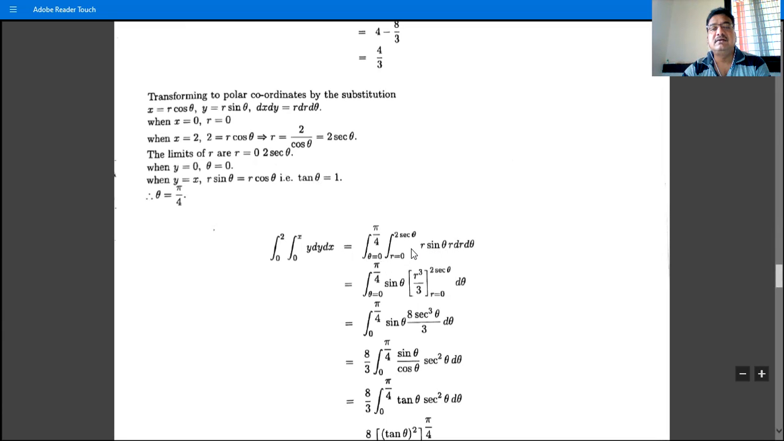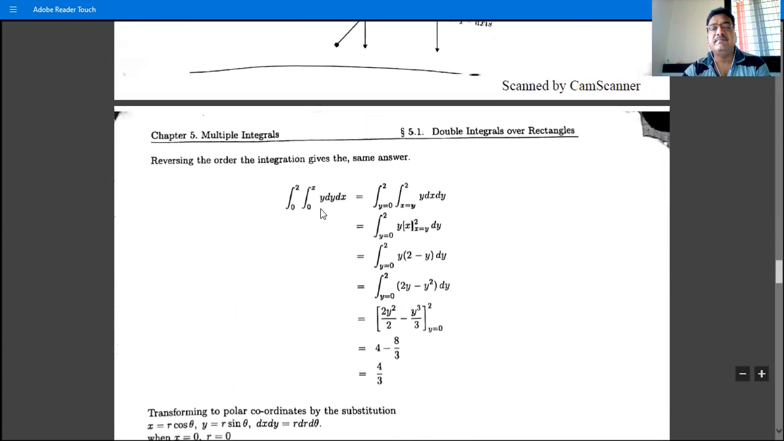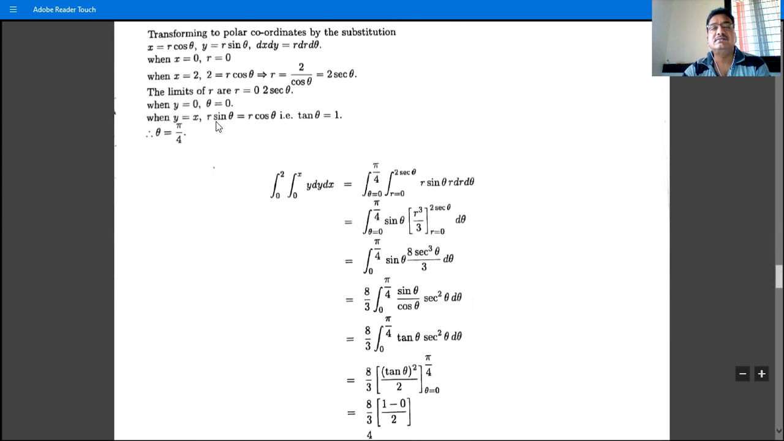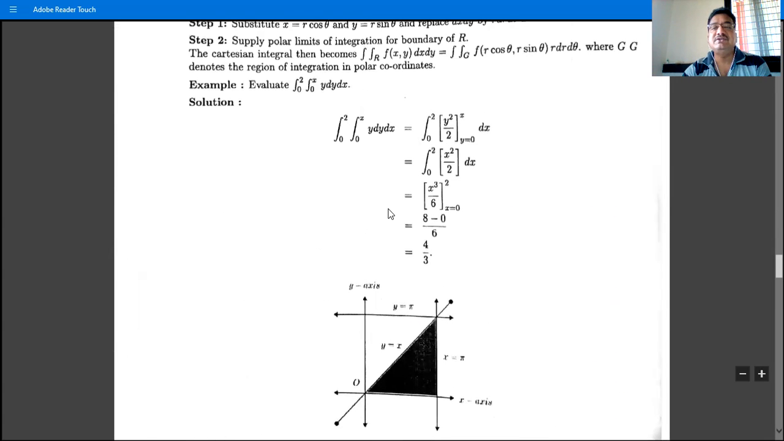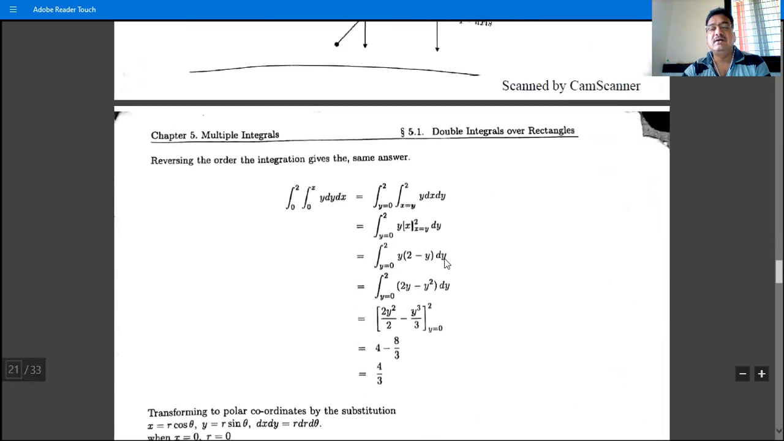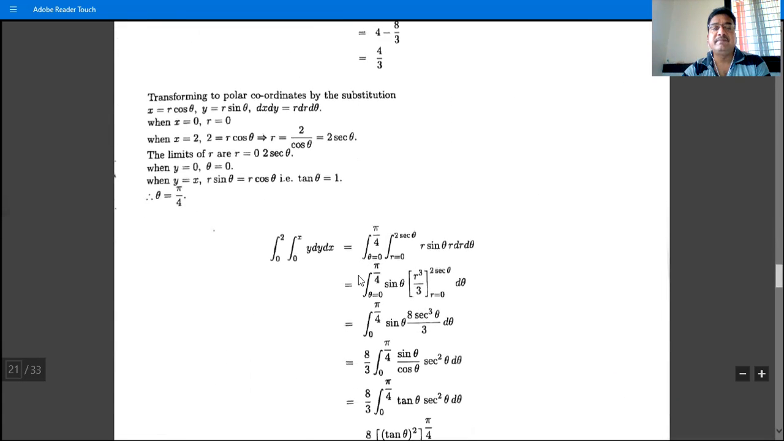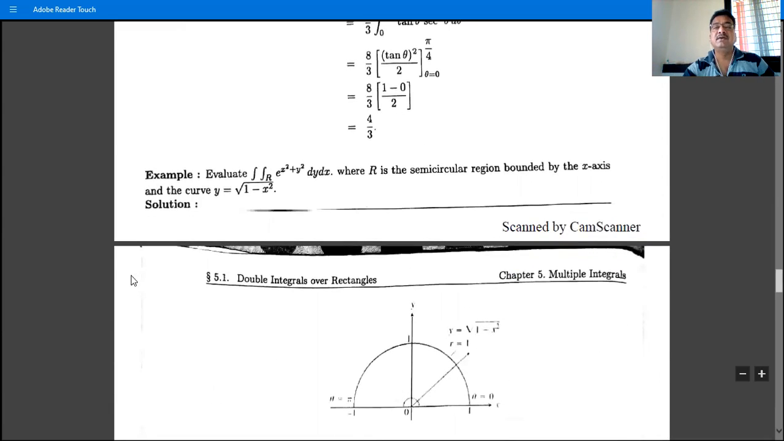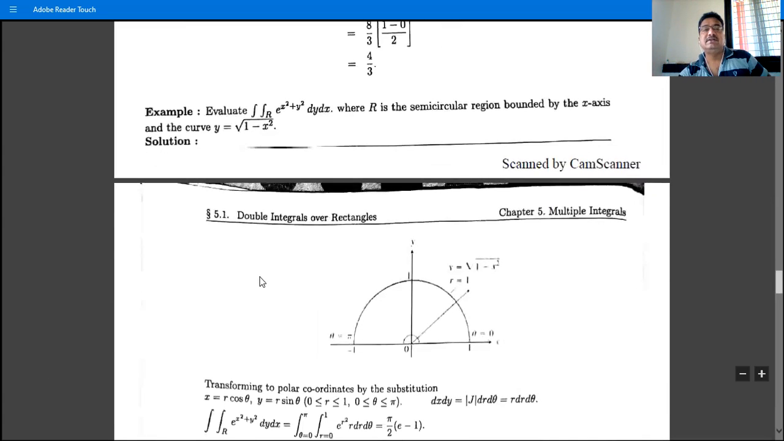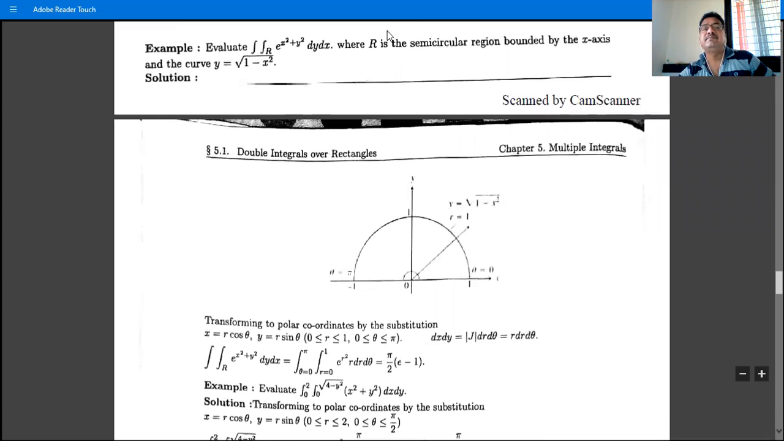The value of y is what? r sin theta. And then dy dx is replaced by r dr d theta. And then we have the same answer, 4 by 3. So for the same example, without changing the order, the answer is 4 by 3. After changing the order, we have the answer 4 by 3. And using polar coordinates, we have the same answer, 4 by 3. Okay, we'll see the remaining examples in the next lecture.